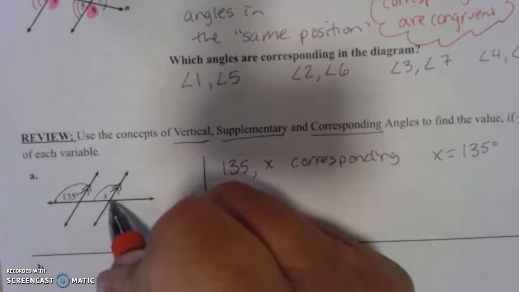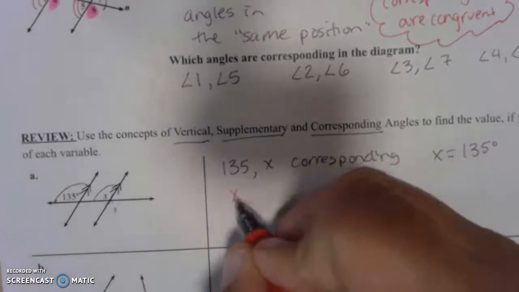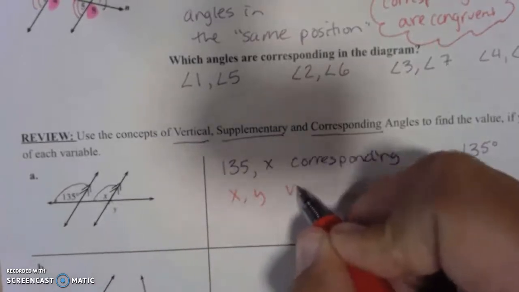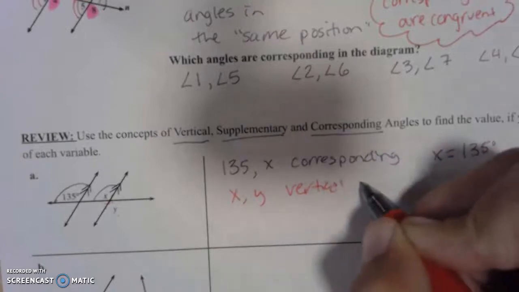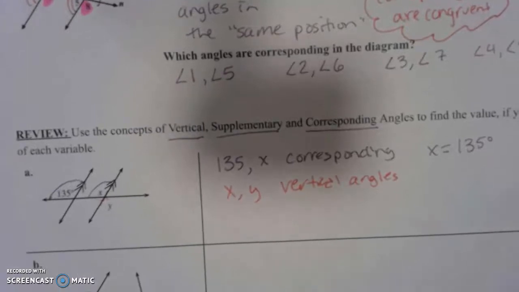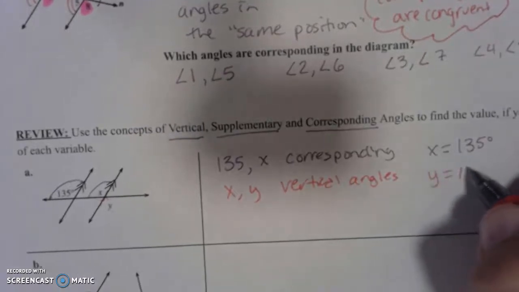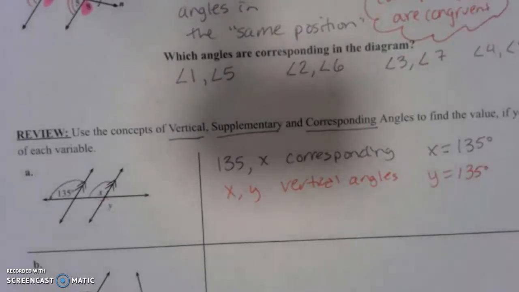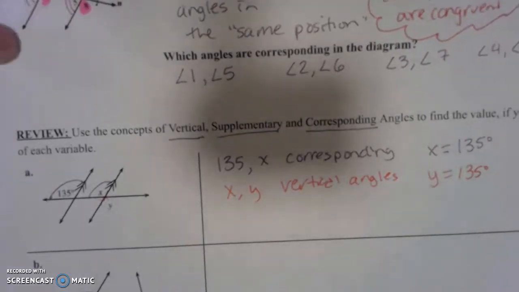Do you see how they make the little V here? So X and Y are vertical angles. And what did we learn about vertical angles? That they are also congruent. So that means Y also equals 135 degrees. All right? It's like a little puzzle that we're figuring out. Okay.